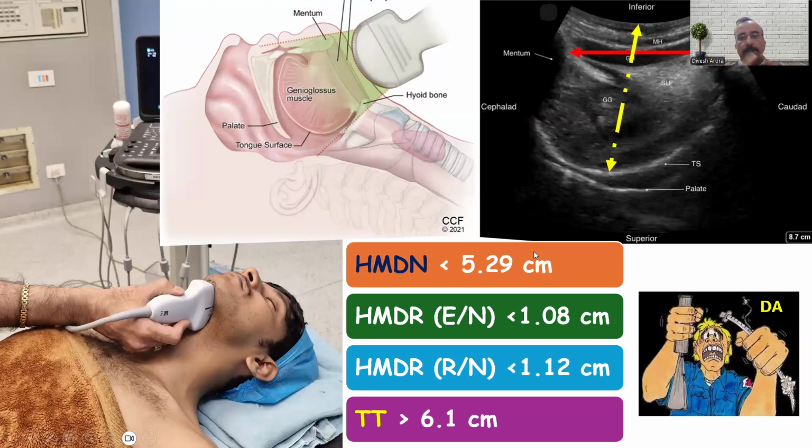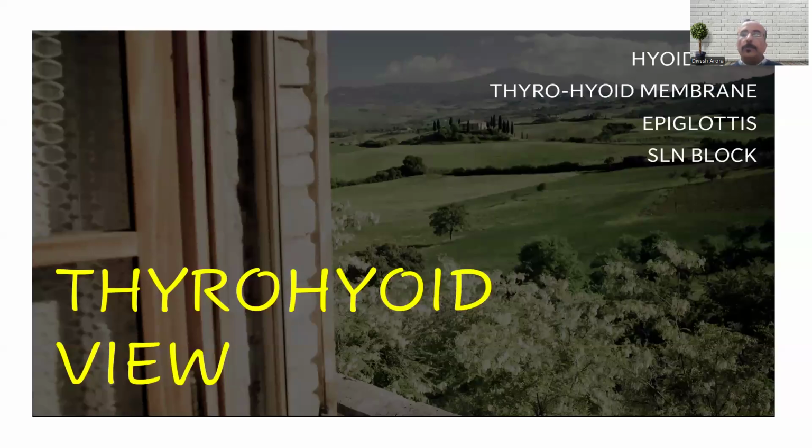So what are the distances which have been found out in various RCTs as well as systematic reviews, which can pinpoint towards difficult airway in this view? Is the hyomental distance in neutral position. If it's less than 5.29 centimeters, it can indicate a difficult airway. If the ratio between the extended position and neutral is less than 1.08, or the ratio between the ramped and the neutral is less than 1.12, and the tongue thickness is greater than 6.1 centimeters, these are indicators of difficult airway. Now coming on to the next important view, that is the thyrohyoid view.